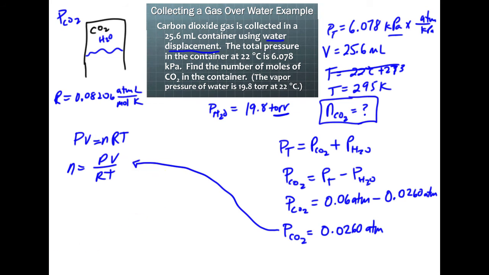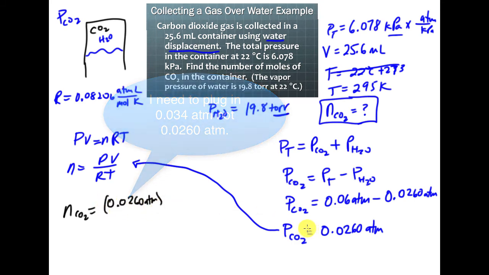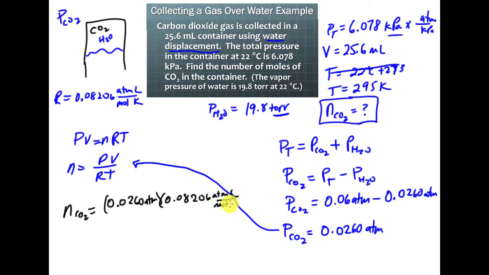All right, so to go ahead and finish this, I'm just going to say the moles of carbon dioxide are equal to 0.0260 atm, my partial pressure of the carbon dioxide, times 0.08206 atmosphere liter per mole Kelvin, times my, all right, see what I did? Look, I already made a mistake, so I want to go ahead and fix that. Get rid of the R, because R doesn't belong there. My pressure should be times volume. Oops, going a little too far there. ATM, pressure times volume, 25.